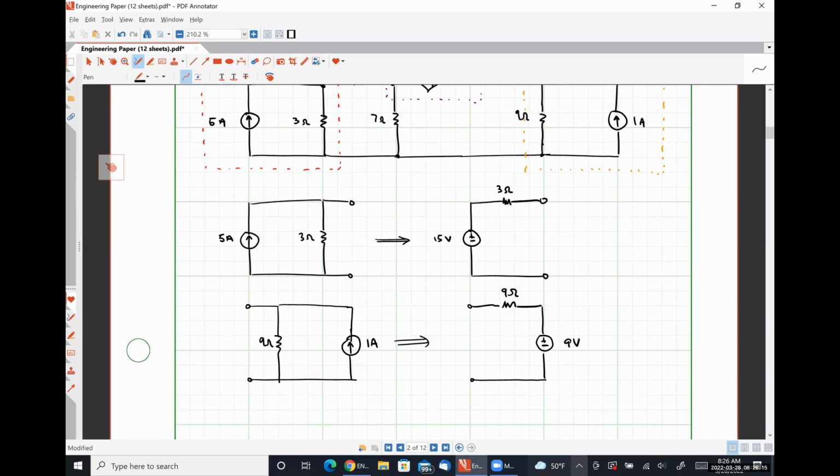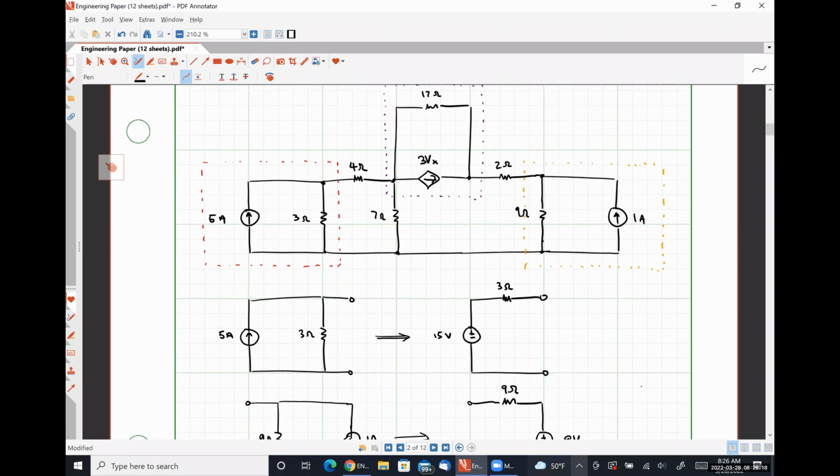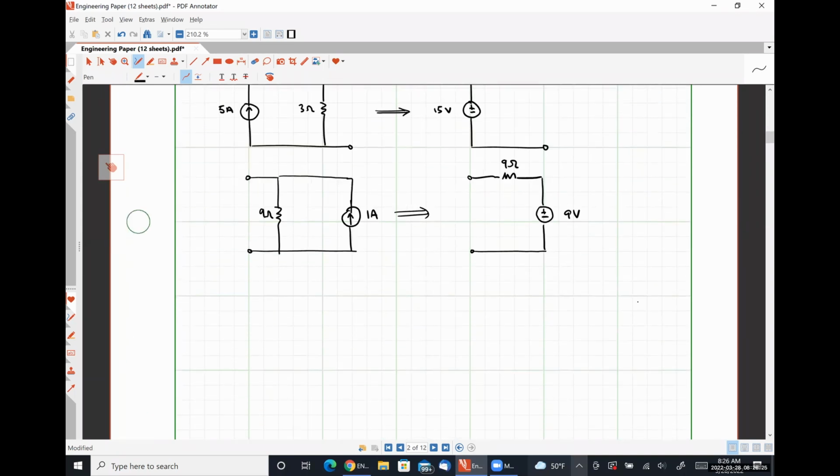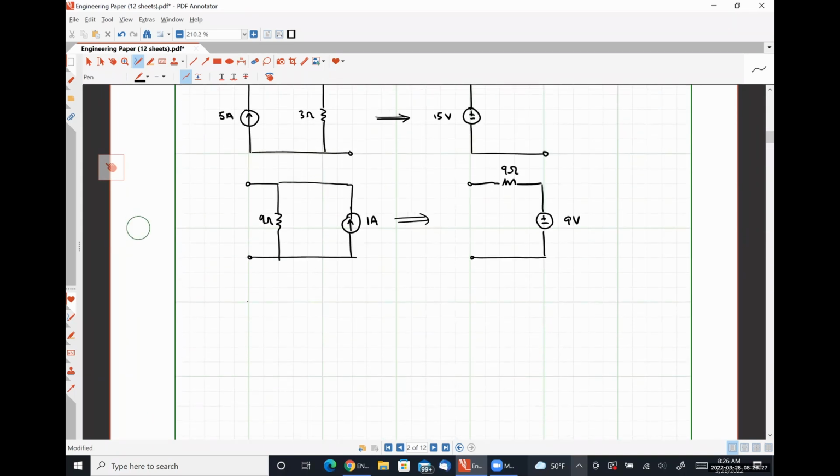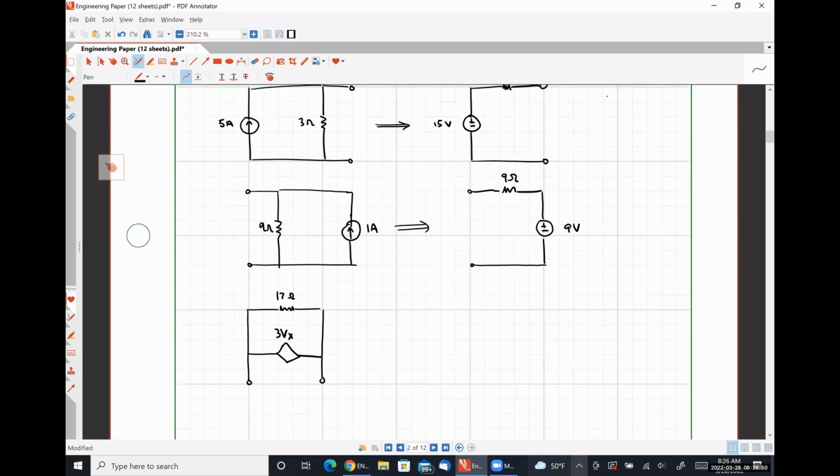And finally, let's look at our practical source that contains our dependent source. So here is our 17 ohm resistor. Here is our 3Vx current source, and let me get the direction right here, okay?